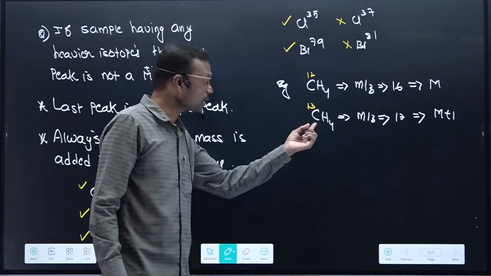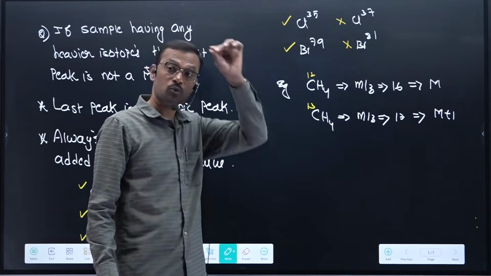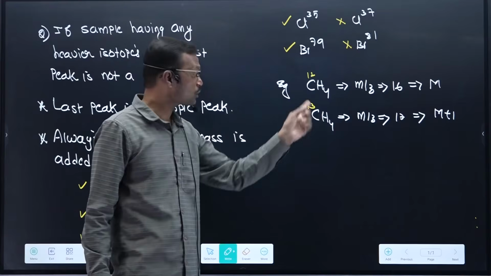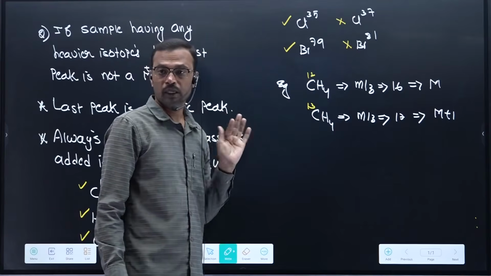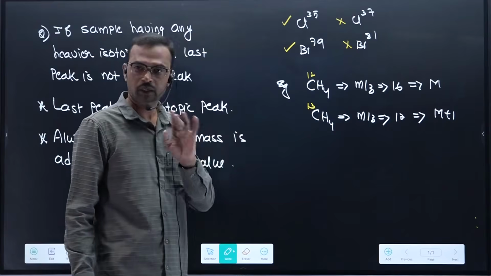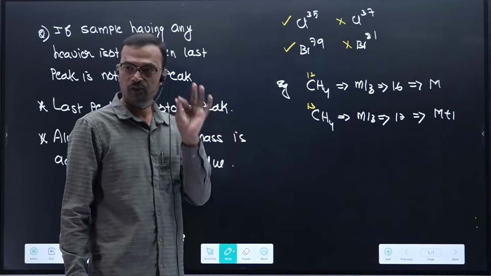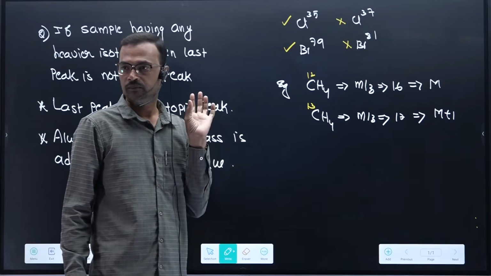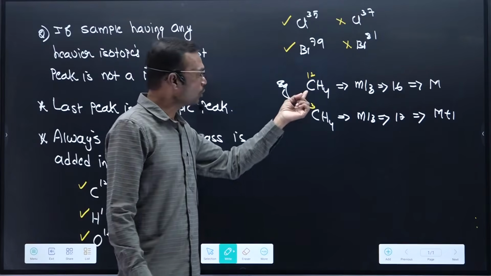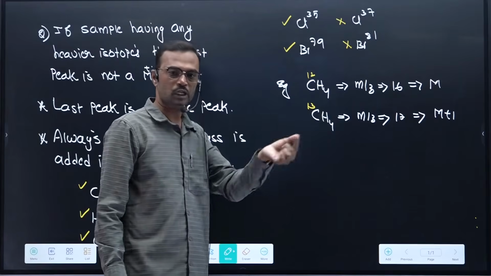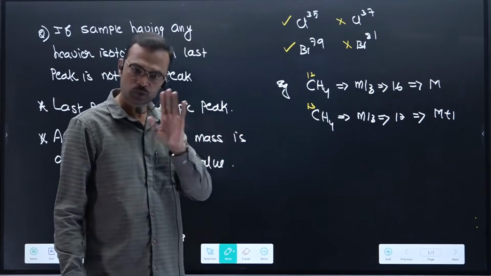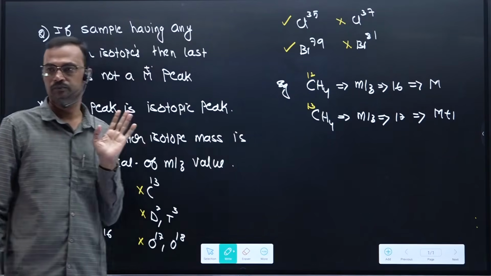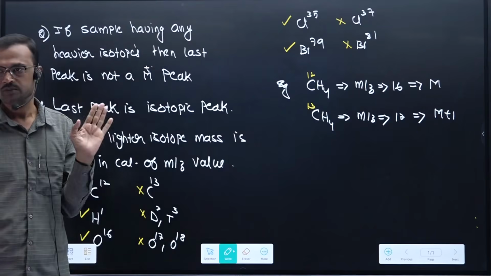But this availability is very low. Almost 99% of the sample belongs to C12 only. If they don't mention anything, take C12. If they mention any star, take C13. In your examination, don't get confused. Don't get confused if they give CH4. If CH4 is given, take lighter isotopes only for all elements. Don't take heavier isotope mass.